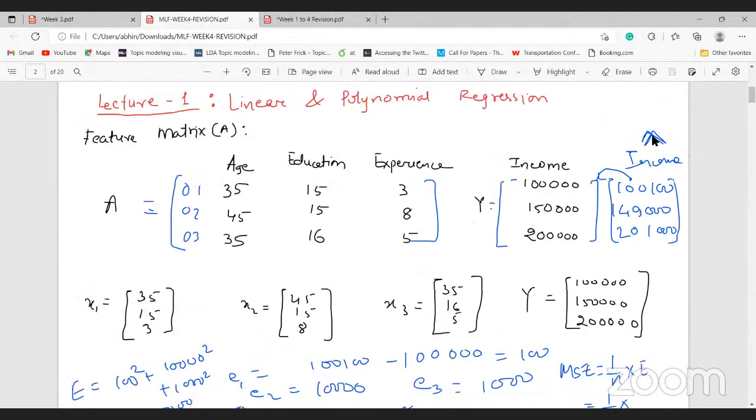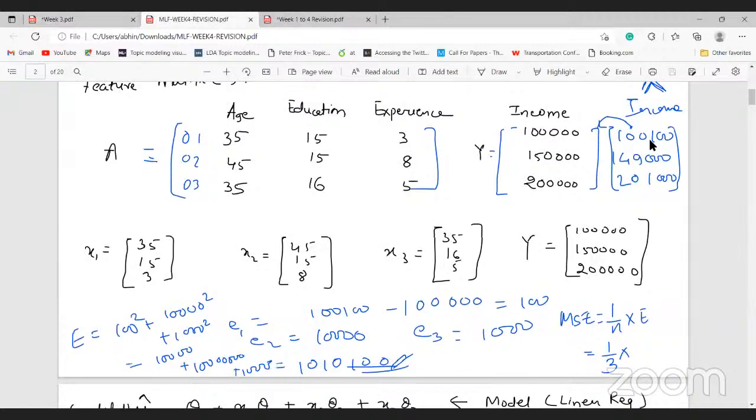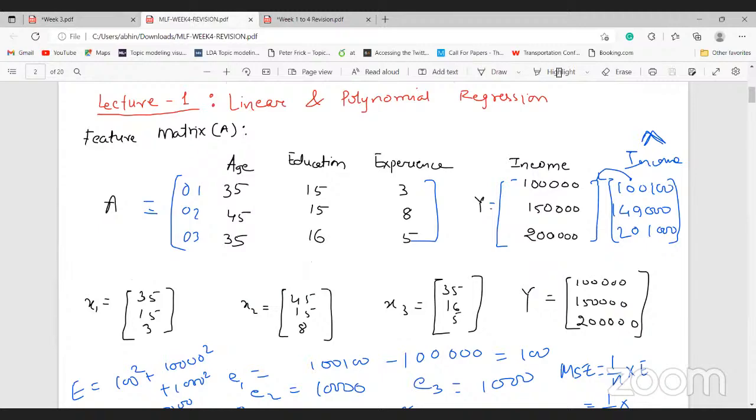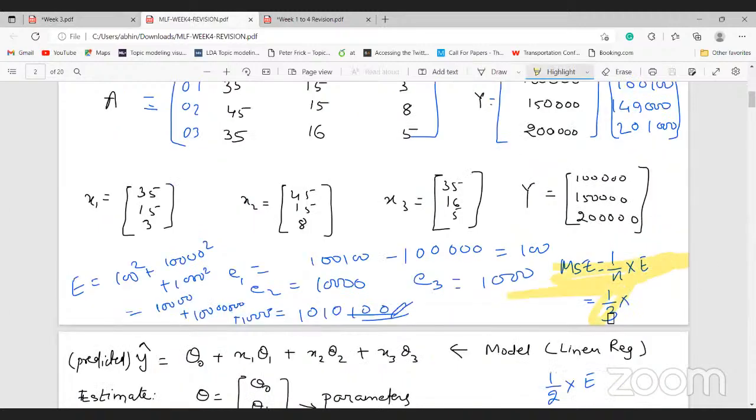Now this income hat, what I have shown here, is nothing but some prediction based on a model. Suppose I have a model which gives me predictions like this. Then what is the error with the actual value? 100,000 minus 100,000, that is 100. Similarly for the second, there is some error, and for the third, there is some error. If you sum the squares of each error, you get the sum squared error. And if you divide it by the number of rows, you get the mean squared error. This is what I have explained in this slide. I think this method is clear, right? We have done this in enough questions.